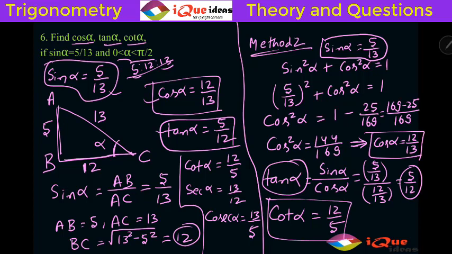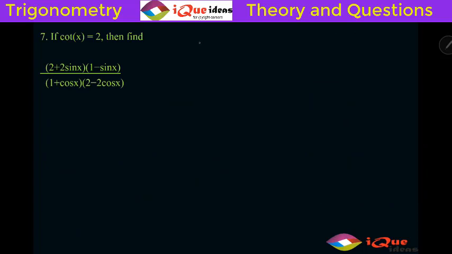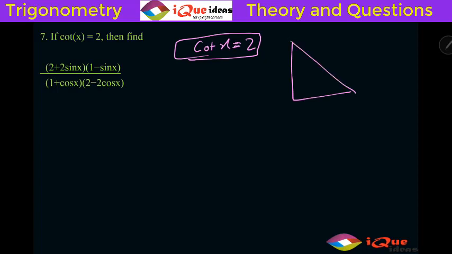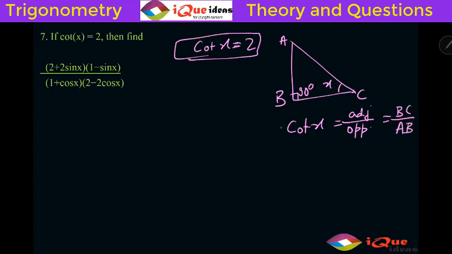Now let's take up the next one. This question says cot x is equal to 2, right? Now from here I'll use the triangle method. Let's say I take this as 90 degree and this angle as x and this triangle as ABC. Now we can say cot x will be equal to, now cot is defined as adjacent side divided by opposite side. Adjacent side in this case is BC divided by opposite side AB. And the cot x value is 2.